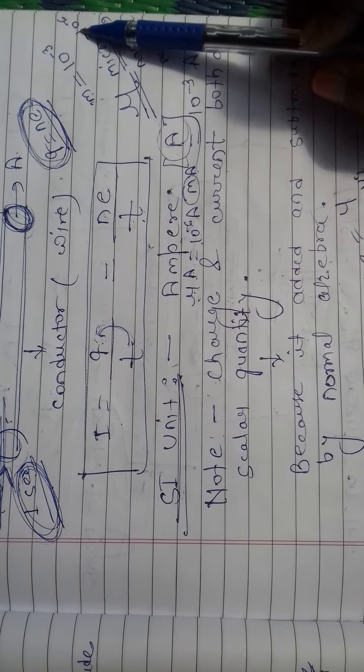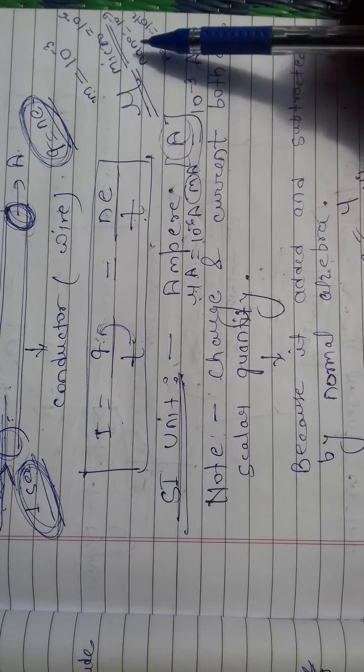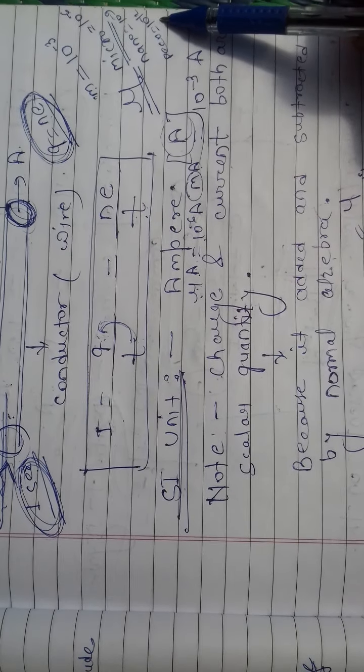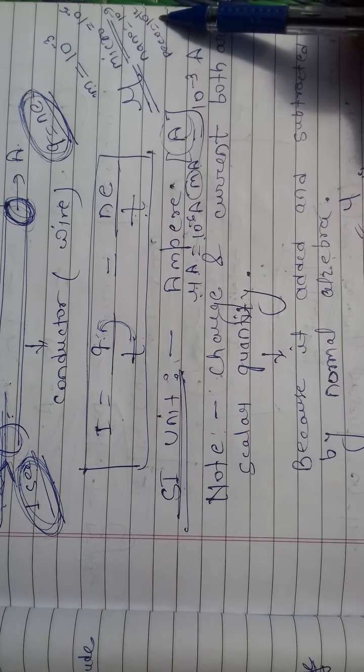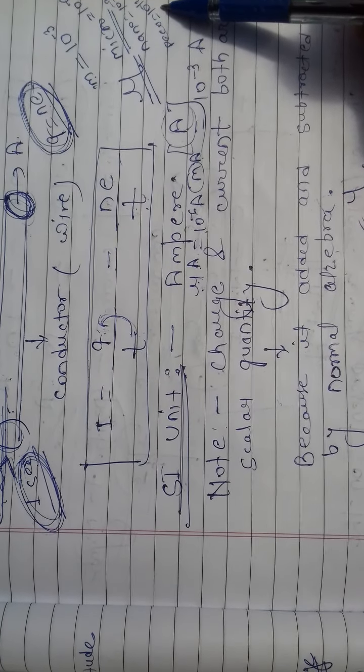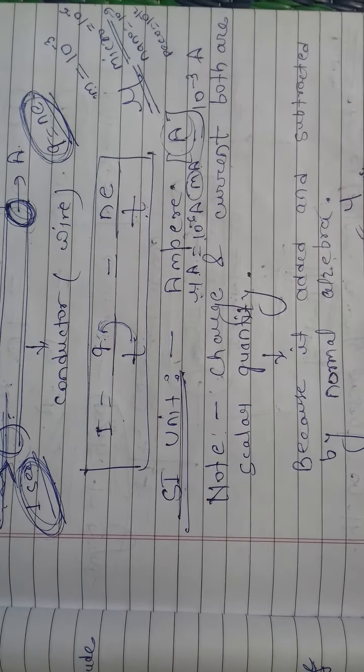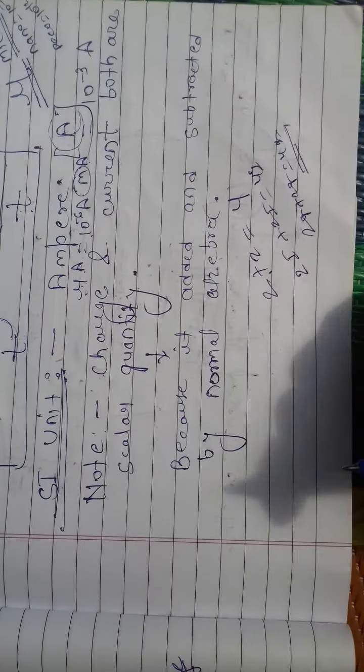Micro is equal to 10 raised to power minus 6 ampere, milli is equal to 10 raised to power minus 3 ampere, and nano is equal to 10 raised to power minus 9 ampere. Pico is equal to 10 raised to power minus 12 ampere. Fermi is equal to 10 raised to power minus 15 ampere, and angstrom is equal to 10 raised to power minus 10 ampere.